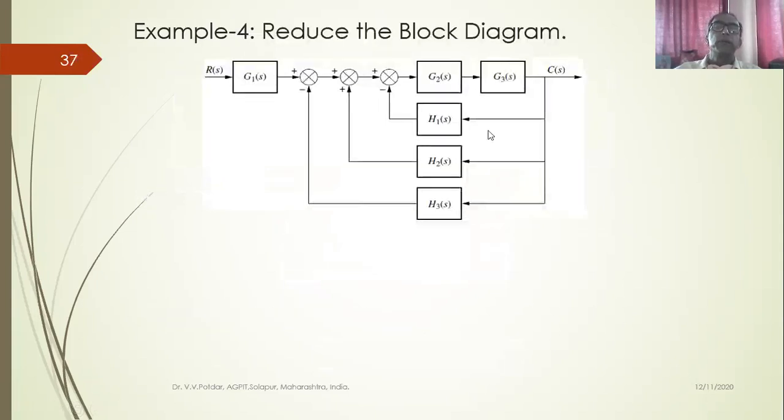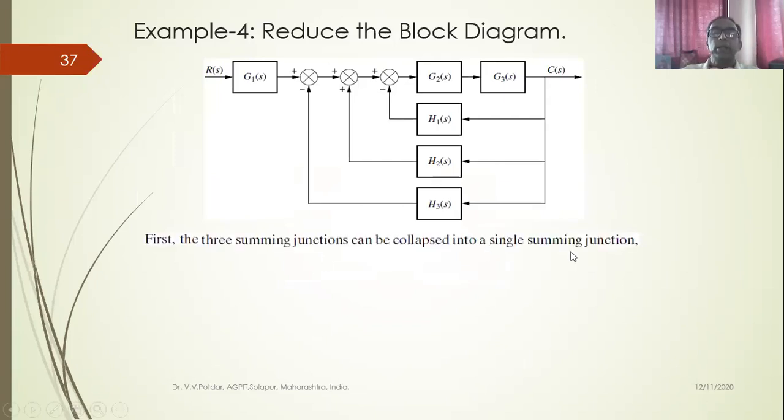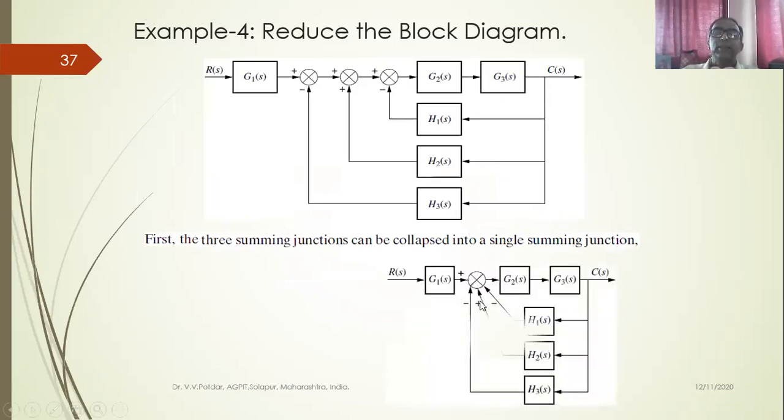one more problem, reduce the block diagram, a different type of problem. See, three summing points and four takeoff points. I need to make use of various rules. First, the three summing junctions can be collapsed into a single summing junction. See what is done. See, all these summing points are converted into a single summing point. What is done? This is a negative feedback, so negative feedback line, positive feedback, one quadrant positive feedback line, and negative feedback, one quadrant negative feedback. All these three summing points are merged into a single summing point.